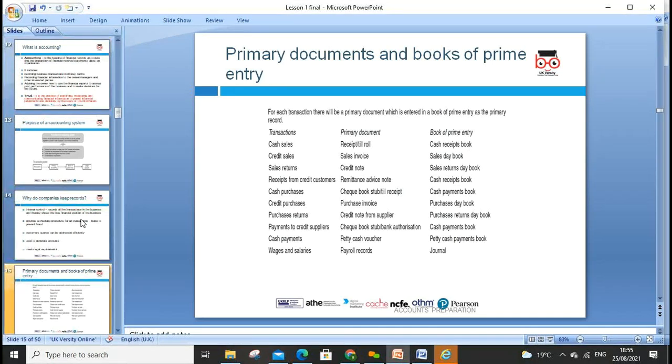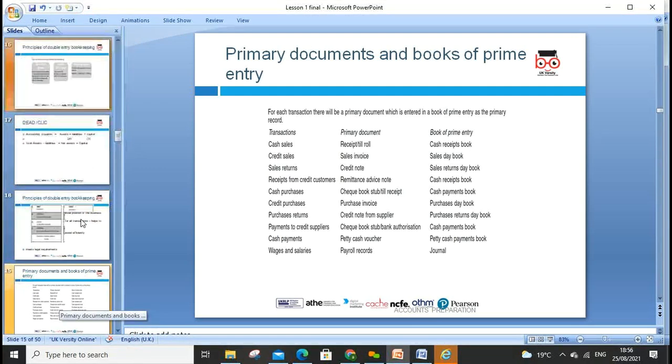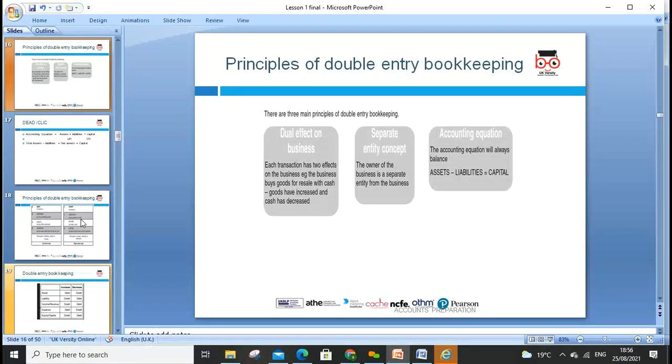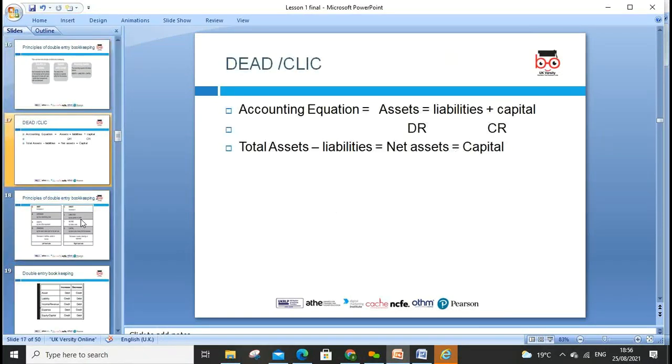Okay, so next, these are primary documents we use to prepare accounts. And the principle of double entry bookkeeping is a dual effect. You have debit, you have credit. You have debit, you have a credit. Double entry. Yes? It can't be debit, debit. So it's a dual effect. One thing will go. So this is the accounting equation.